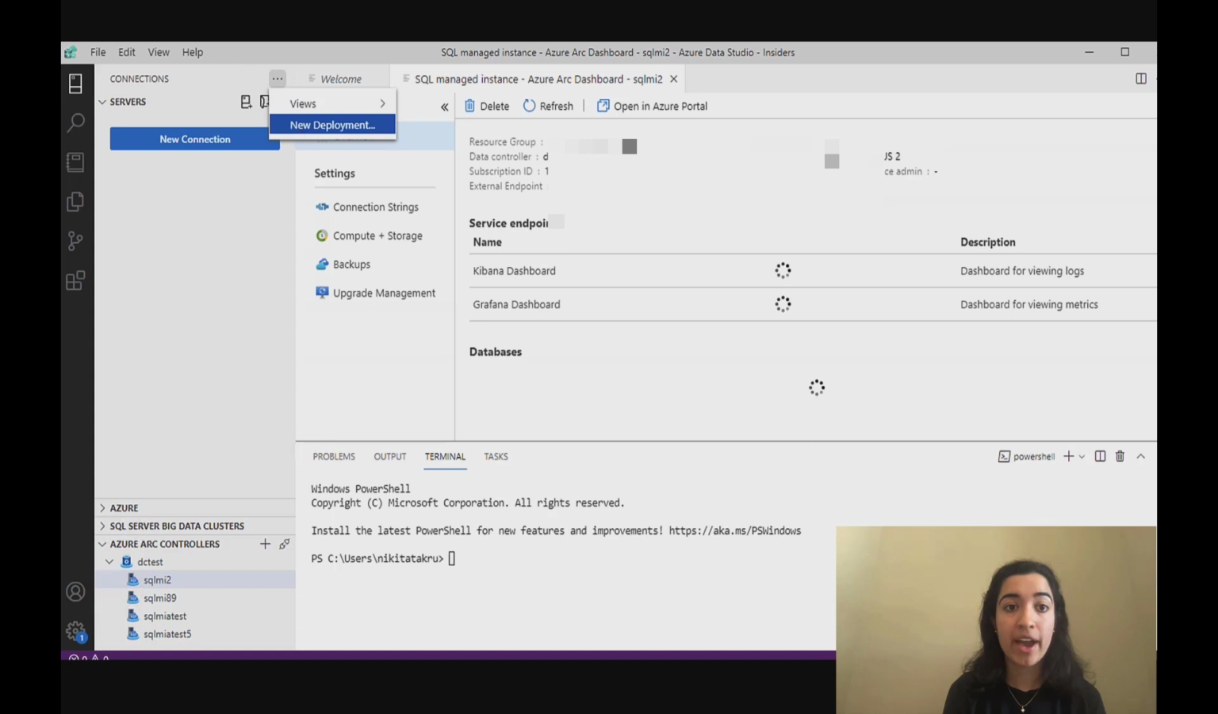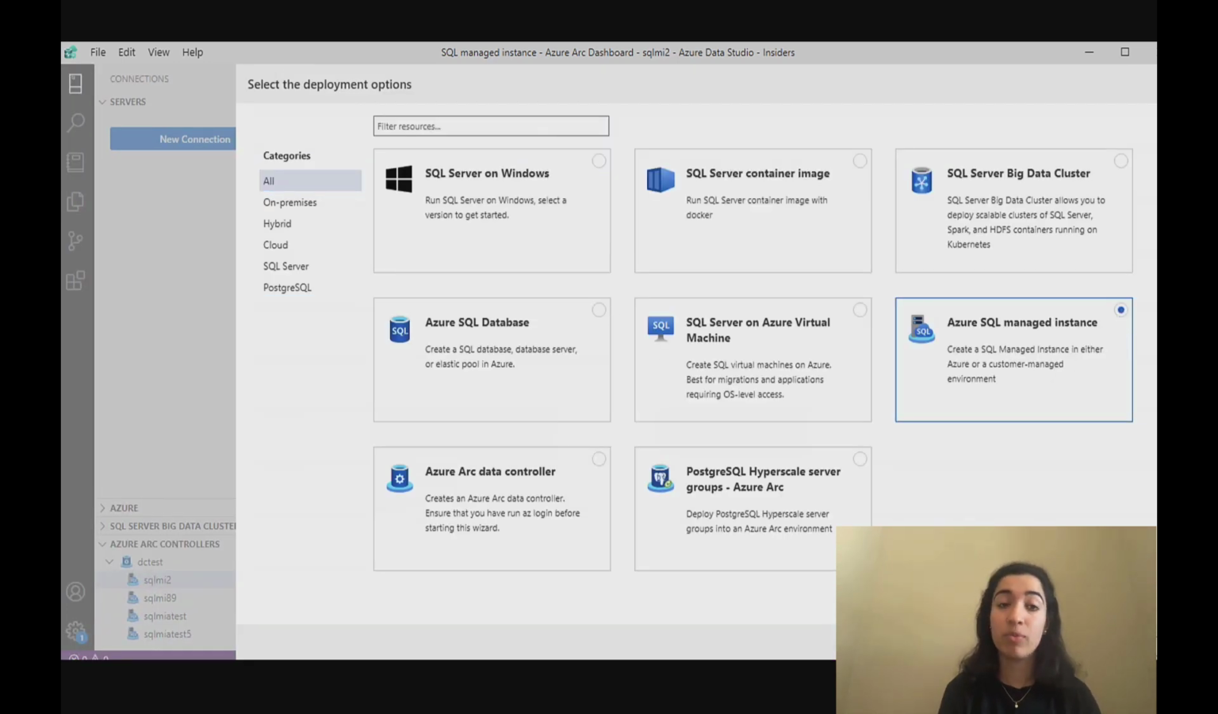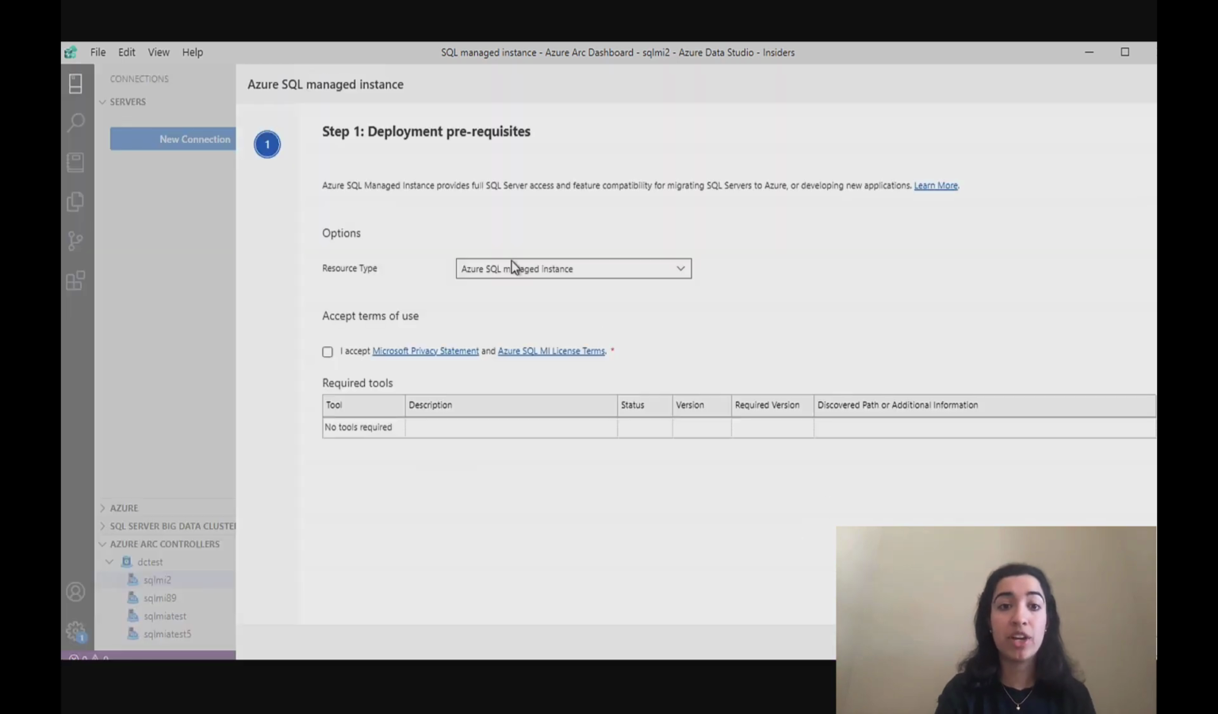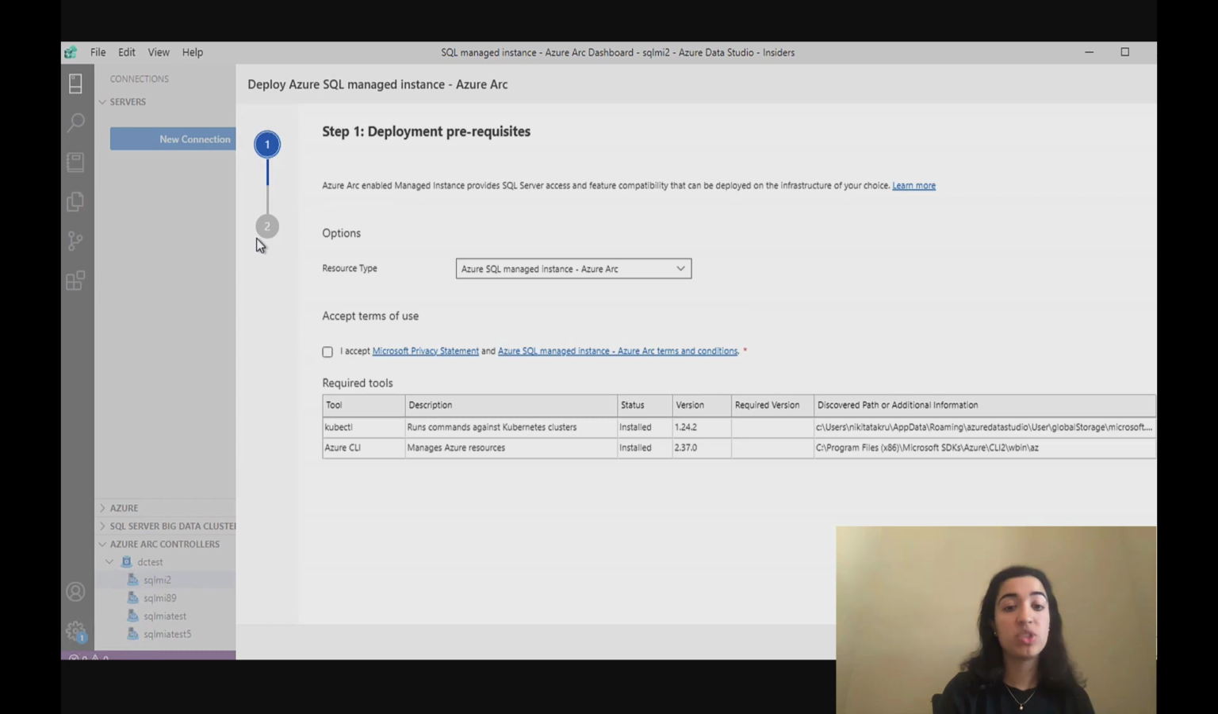Similarly, I'll just point out that if you had gone through this method and you wanted to create a SQL MI instance, we did it through Portal, but the experience is very similar here. You just pick SQL Managed Instance Azure Arc, a two-step process of putting in the required parameters, hit finish, and then it will be deployed for you.